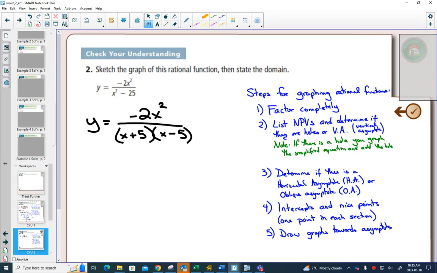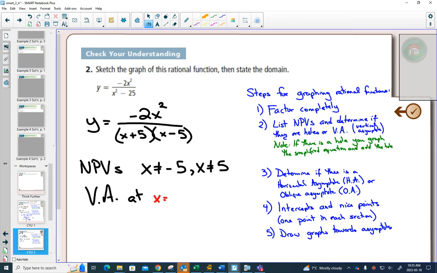x plus 5 and x minus 5 are non-permissible values. x can't equal negative 5, and x can't equal 5, and since they don't cancel out, they would both become vertical asymptotes.